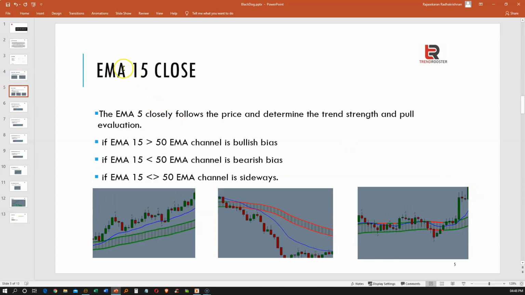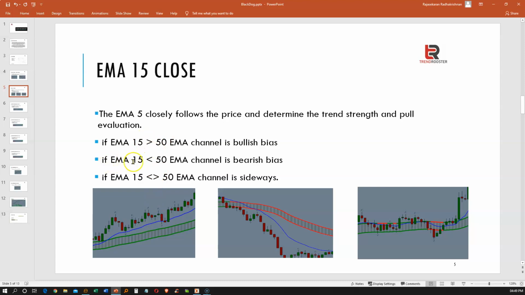The second one is the EMA 15 close. That's an EMA line indicator. The EMA 15 closely follows the price and determines trend strength and pullback evaluation. The pullback evaluation we'll look at in a later part. But what does that mean here? If the EMA 15 is greater than the 50 EMA channel, in this case it is a bullish bias. We know that when the 50 EMA channel is green, the price is above it and bullish. For the bullish bias to continue, the 15 EMA should be above the 50 period EMA channel.